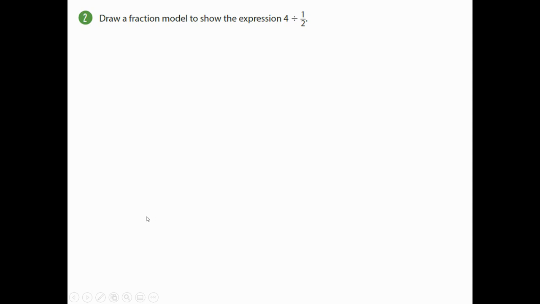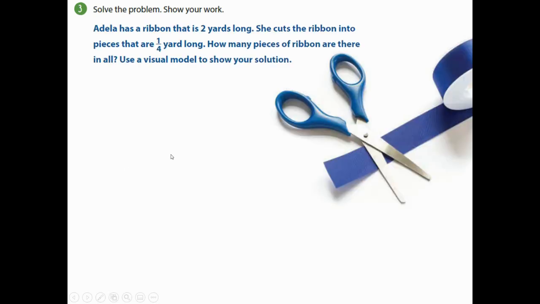All right, so here's what you guys have for today for me. You're going to answer questions 2 and 3. You're going to draw a fraction model to show 4 divided by 1/2. That's the same type of model I do. Okay, so 4 wholes divided by halves, however you want to do that, you can. Squares, rectangles, circles, you can do all those things. You're going to do number 2. You're also going to do number 3.